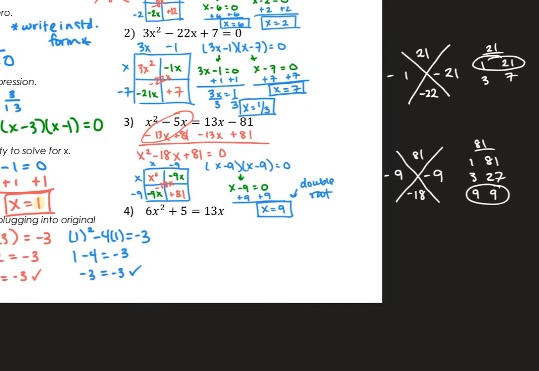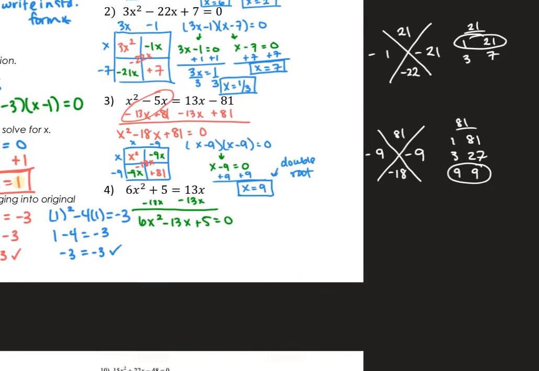And we actually end up calling this a double root when it's the same number. All right, we have one last example here, number 4. So first thing I'm going to do is subtract 13x to get one side equal to 0. So written in standard form, we have 6x squared minus 13x plus 5 equals 0. Now we're going to factor, so checking for a GCF. So 6, 13, and 5, there's no GCF.